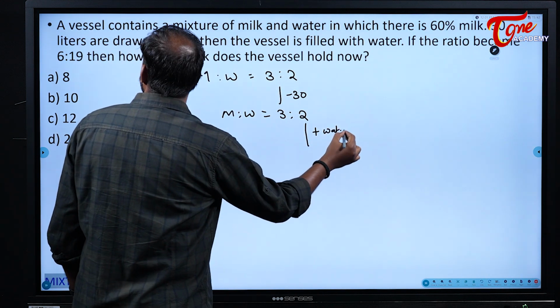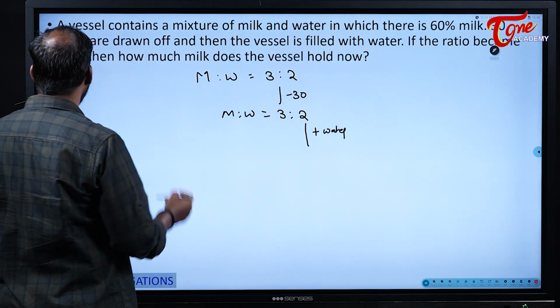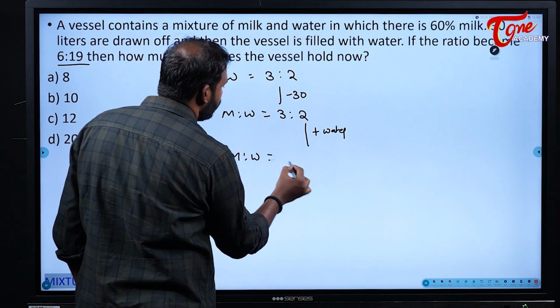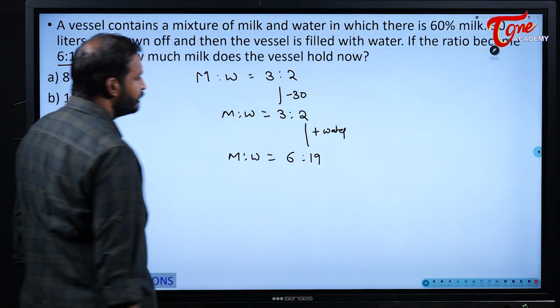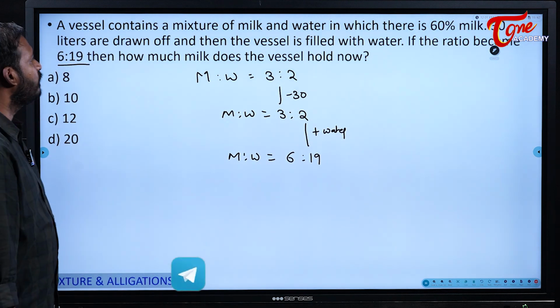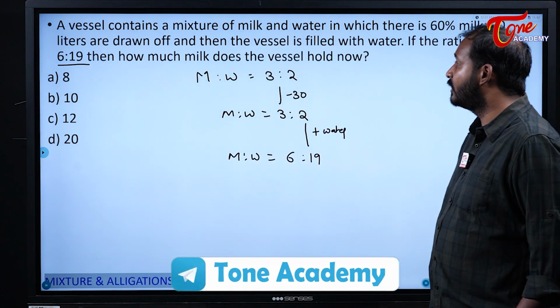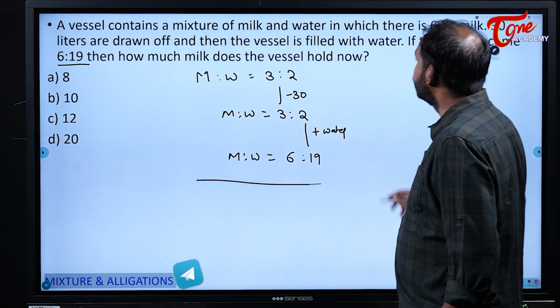So the ratio becomes how much now? The ratio becomes 6 is to 19. So the milk and water ratio will become 6 is to 19. How much milk does the vessel hold now? That is the question. Okay.